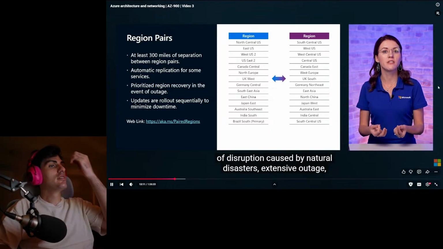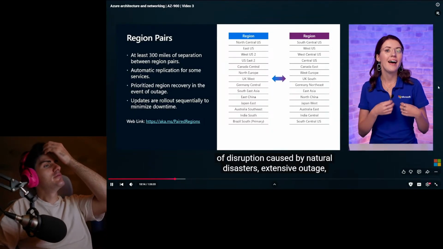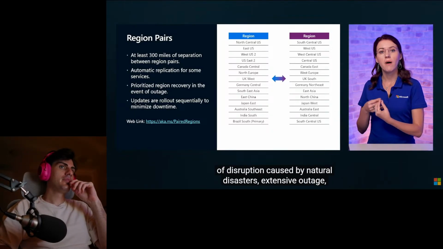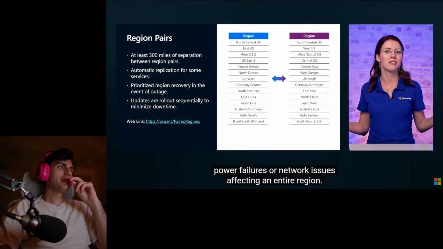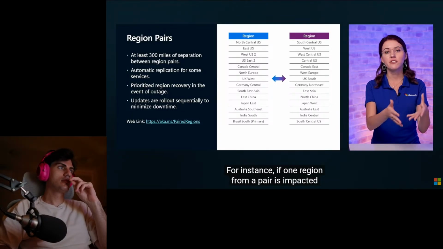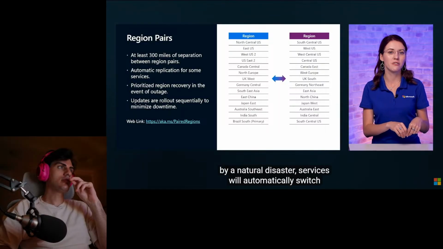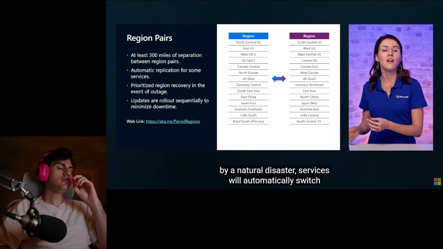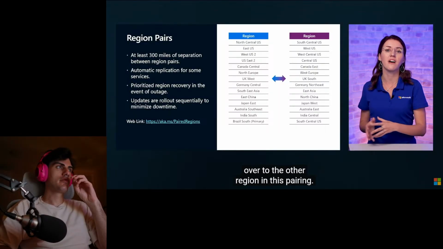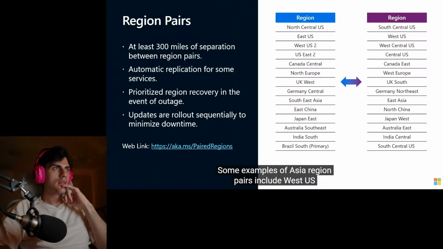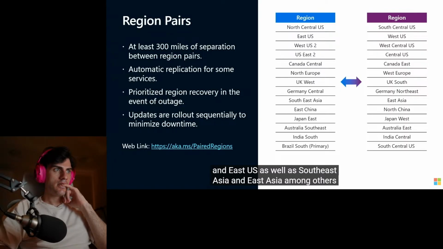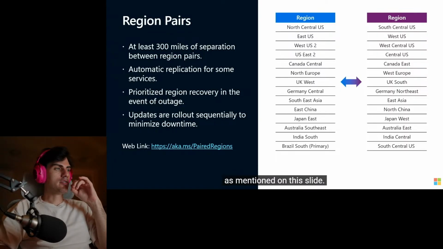The risk of disruption caused by natural disasters, extensive outage, power failures, or network issues affecting an entire region. For instance, if one region from a pair is impacted by a natural disaster, services will automatically switch over to the other region in that pairing. Some examples of region pairs include West US and East US, as well as Southeast Asia and East Asia, among others as mentioned on the slide.